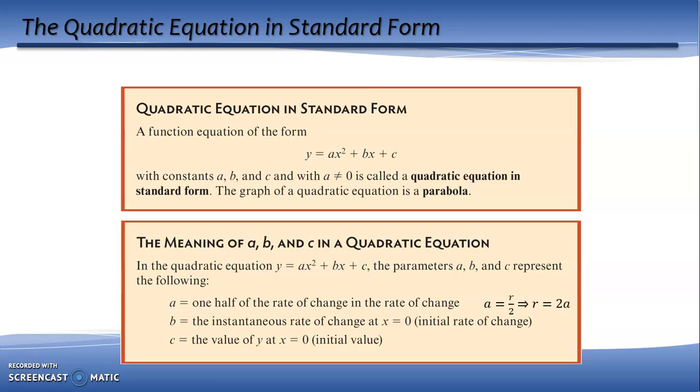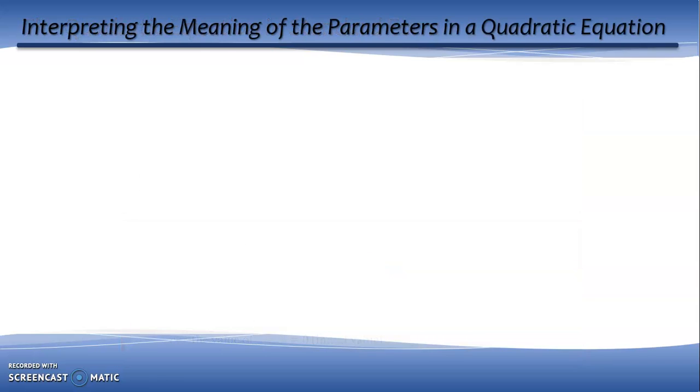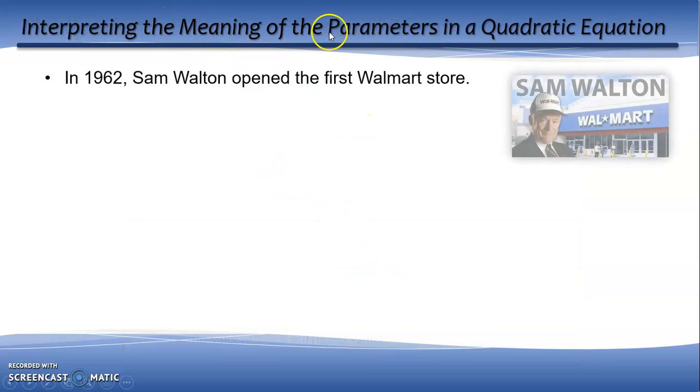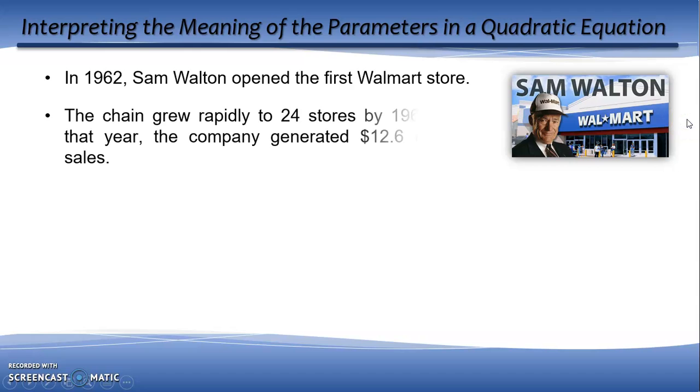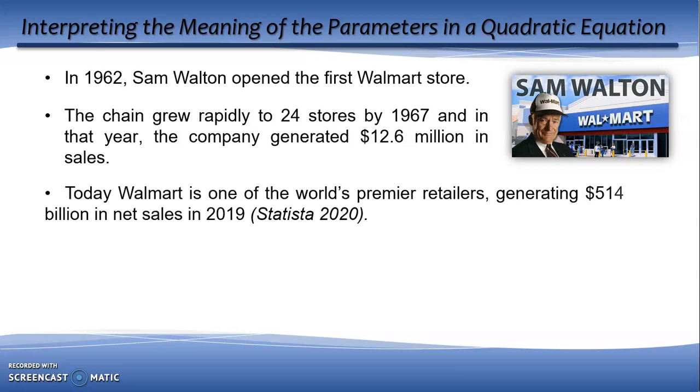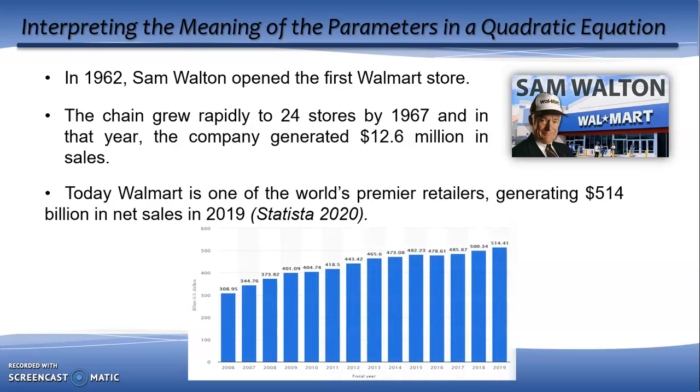Okay, let's see one example. Interpreting the meaning of the parameters in the quadratic equation. In 1962, Sam Walton opened the first Walmart store. The chain grew rapidly to 24 stores by 1967, and in that year, the company generated $12.6 million in sales. Today, Walmart is one of the world's premier retailers, generating $514 billion in net sales in 2019.